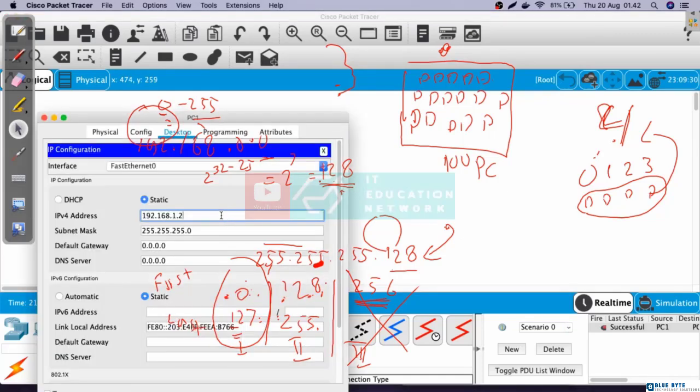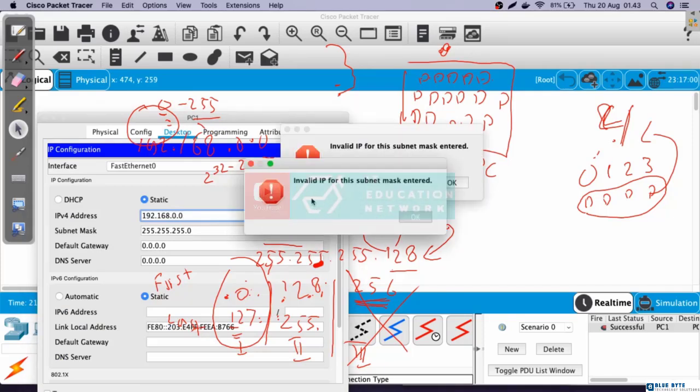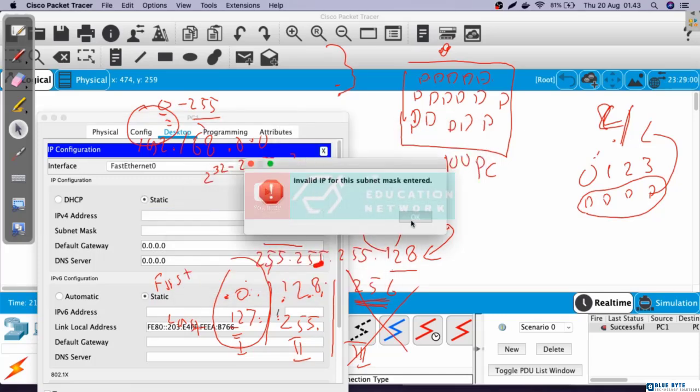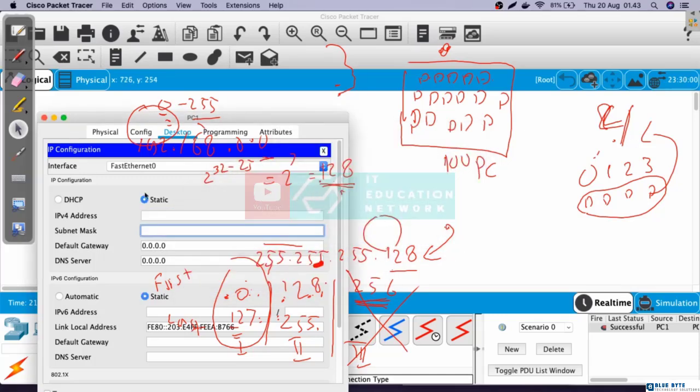Here, let's try to edit the IP to 192.168.0.0. Okay, here we can see that we have an error message: Error, invalid IP for this subnet mask entered. When this happened, this is because 192.168.0.0 is network IP, and remember that network IP can never be used. Now let's try to configure with broadcast IP.